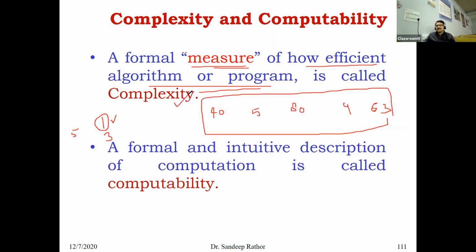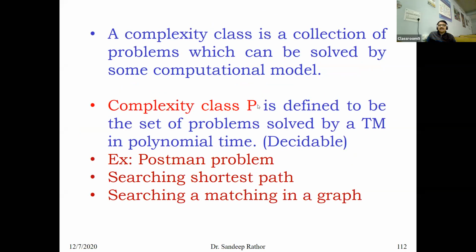This is the simple term that you already studied in DA, so you know it very well. So this is the basic definition of complexity. And now, what is computability? A formal and intuitive description of computation, that is, how we compute any function, is simply referred to as computability. So you should know the basic definitions of computability and complexity.